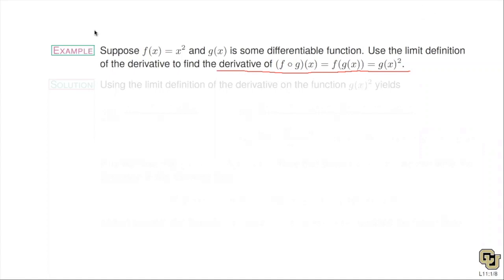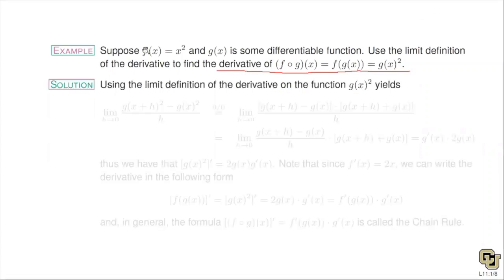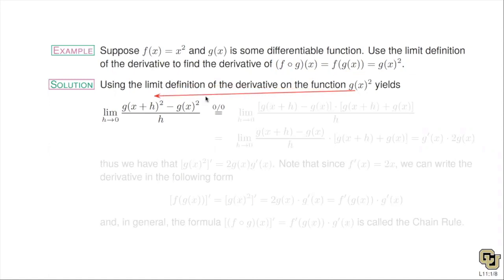So I'm going to use the limit definition on the function g of x squared. You remember the limit definition says, take the function evaluated at x plus h minus the function evaluated at x, divided by h, and then send h to 0. So I'm just doing the standard definition. And here, if you plug in h, we get 0 over 0.